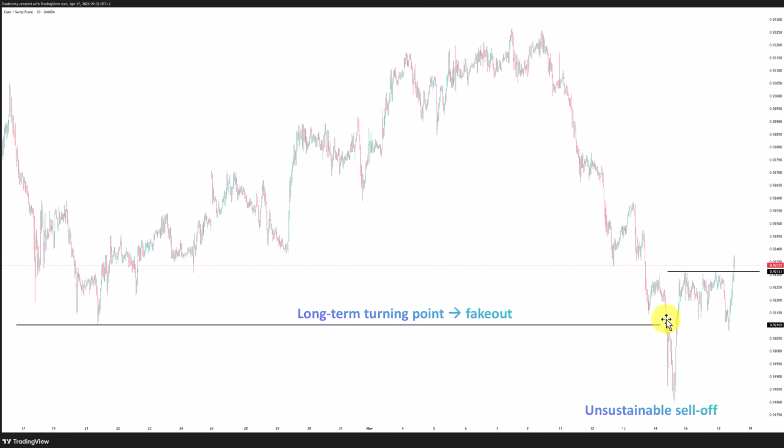The market moved into this with very, very strong force, broke below it, but eventually shot higher like a slingshot. So this is then turning into a fake out. This is a very unsustainable sell-off. The market bounced back higher, so we have a lot of long-term context.